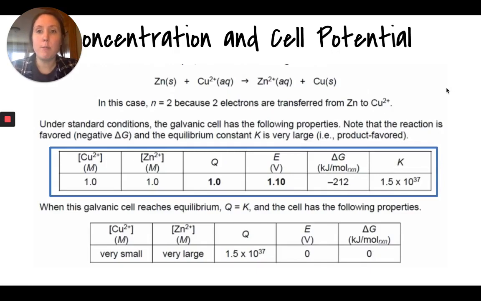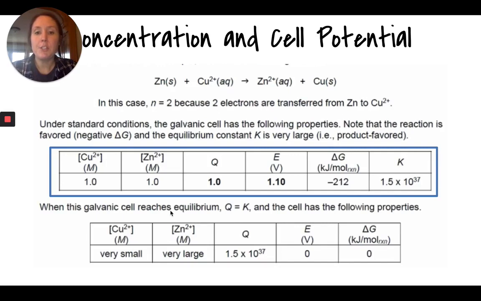This chart summarizes what's happening here. So over here, I have my copper ions, positive 2, 1 molar. My zinc ions, 1 molar. Q is equal to 1 to start. My voltage is at that standard voltage, 1.1. My delta G is negative. It's favored in the forward direction, spontaneous, and my K is large. This is a product favored, forward direction favored reaction.